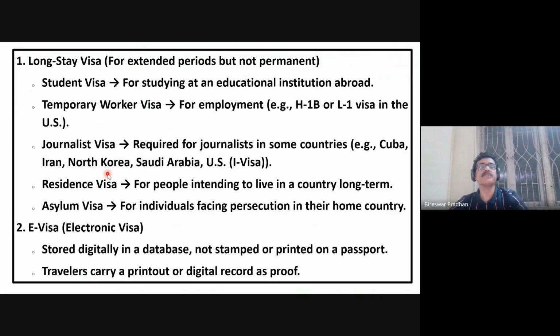Now we come to long stay visas, for an extended period but not permanent. Student visa: it is popular for staying at an educational institute abroad. Temporary work visa for employment, such as the H1B or L1 visa in the USA. Journalist visa is required for journalists in some countries, such as Cuba, Iran, North Korea, Saudi Arabia, and the USA. Then the residence visa, and another type, the e-visa, electronic visa, stored digitally in a database, not stamped or printed on the passport. Travelers carry a printout of the digital record as proof.